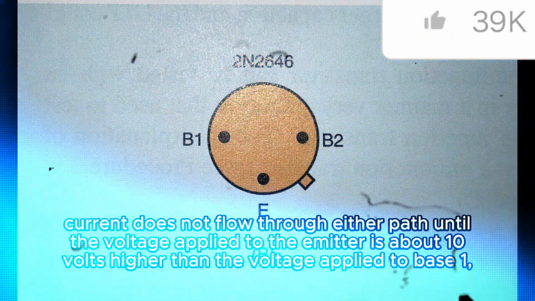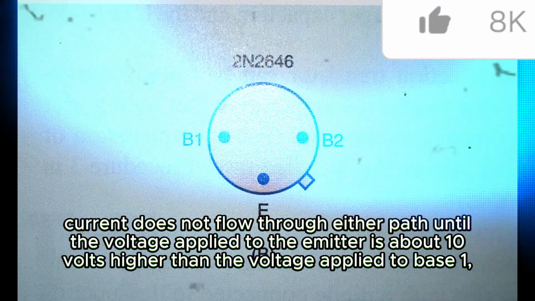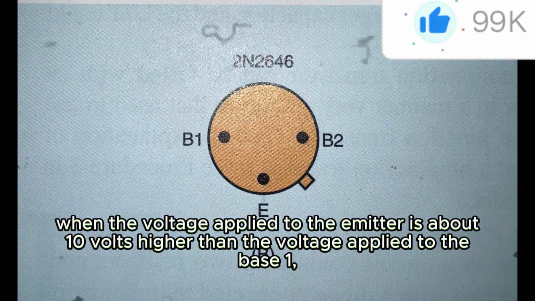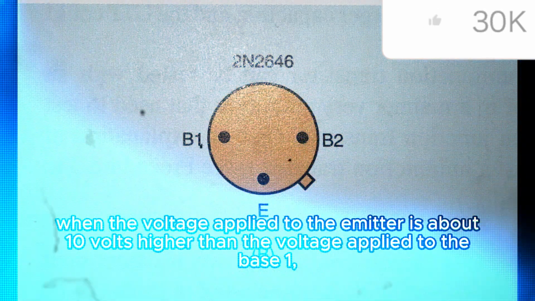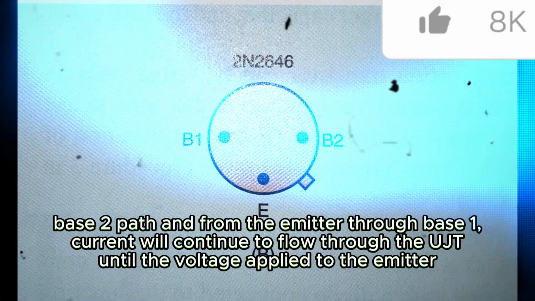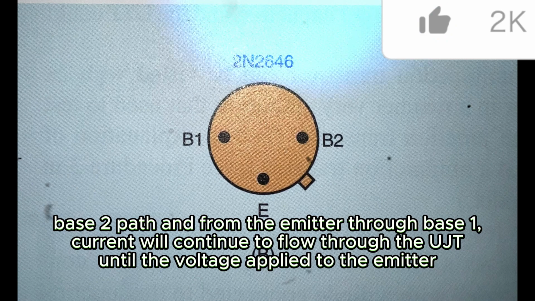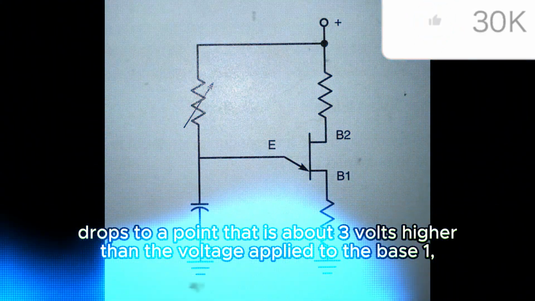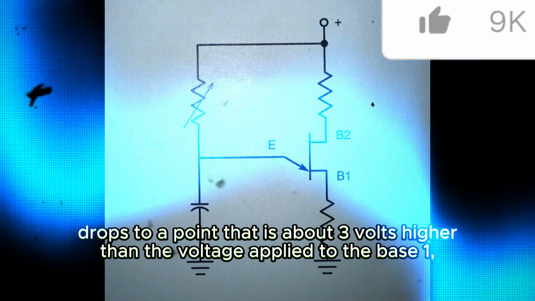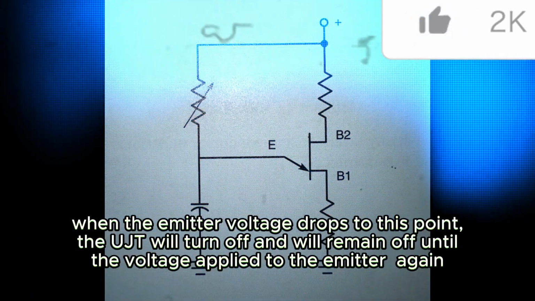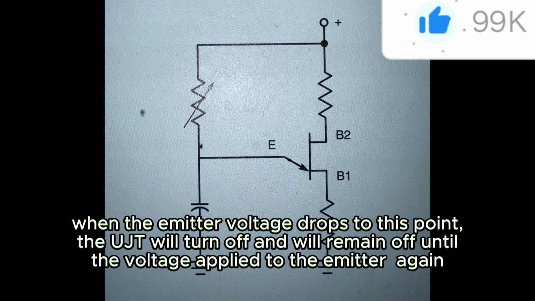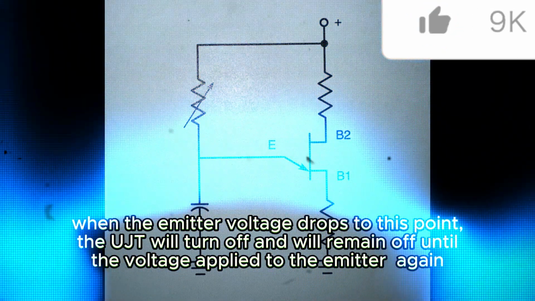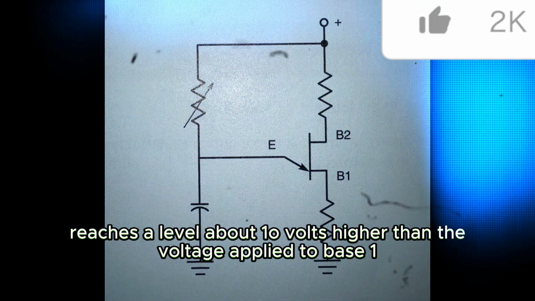Current does not flow through either path until the voltage applied to the emitter is about 10 volts higher than the voltage applied to base 1. When the voltage applied to the emitter is about 10 volts higher than the voltage applied to base 1, current flows from the emitter through base 1. Current will continue to flow through the UJT until the voltage applied to the emitter drops to a point that is about 3 volts higher than the voltage applied to base 1. When the emitter voltage drops to this point, the UJT will turn off and will remain off until the voltage applied to the emitter again reaches a level about 10 volts higher than the voltage applied to base 1.